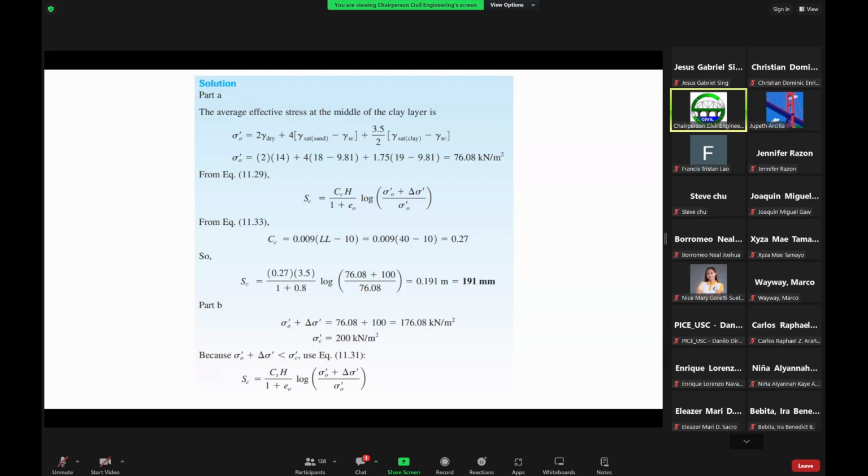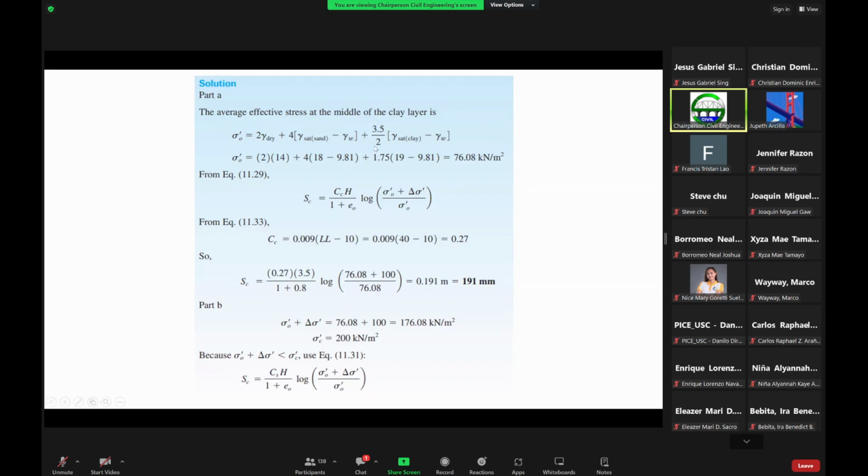So the average effective stress is just the same as your present effective overburden pressure. That's equal to 2 times the dry unit weight plus 4 meters times this. Take note, this is your submerged unit weight, that's the saturated unit weight minus the unit weight of water. To determine the effective stress, you need the submerged unit weight.